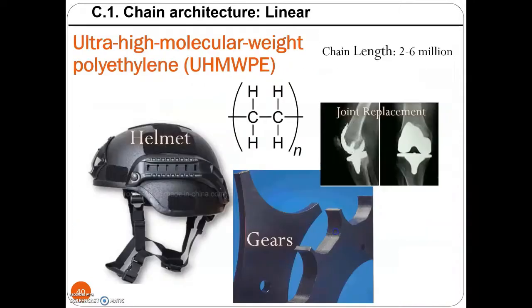Now, if you continue increasing this number N, the chain length can go from 2 to 6 million repetitive units. So this high density polyethylene becomes ultra high molecular weight polyethylene, as it could be used for gears, for joint replacements, and also for military helmets.